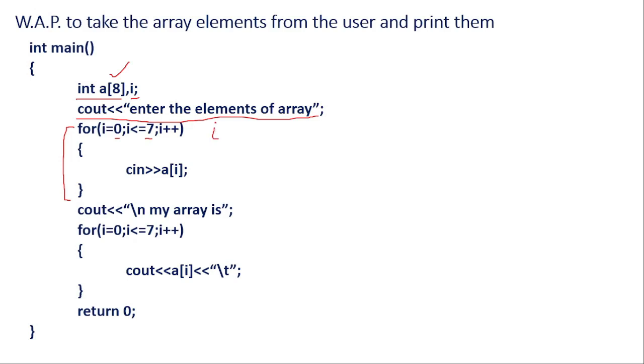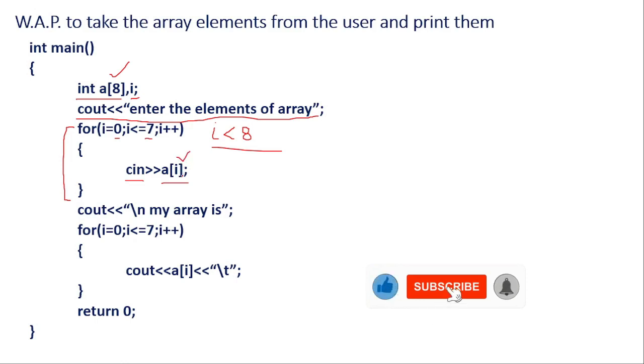You can take this condition also: i is less than 8. In this I have not written the equals to sign, so you can write this condition also. And for taking the value from the user, you will use cin, and you will write a, and i will be in the square brackets. This i is representing the index of the array elements.